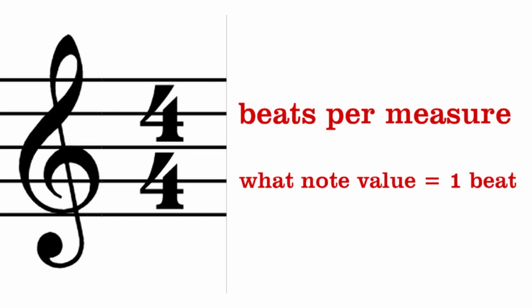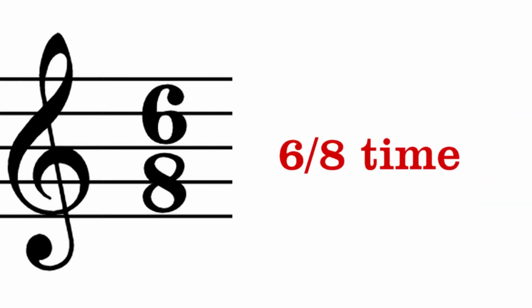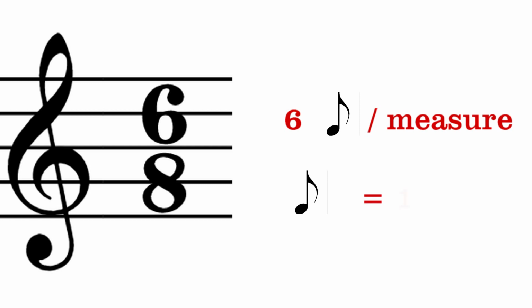But what do I mean by that? Let's look at an example. This is 6/8 time. What do you think this time signature means? Well, the top number tells us that there are 6 beats in a measure, and the bottom number tells us that the eighth note gets one beat. So what does that mean? It just means that there are 6 eighth notes, or some equivalent, in each measure.